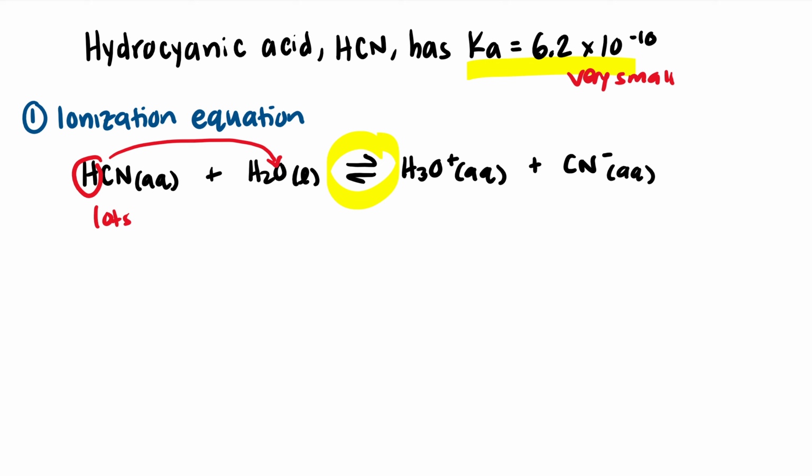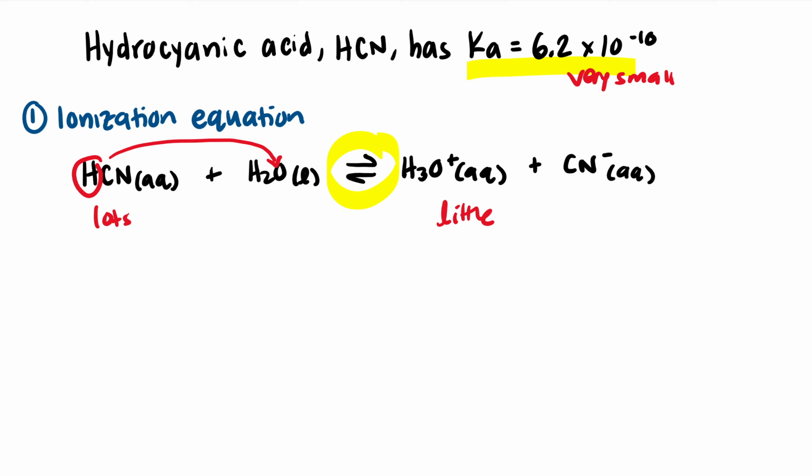You're going to have lots of reactant at equilibrium and very little of your products, which tells me that this is a weak acid because not so much of this acid is producing the product ions. So that's just one context clue that I can use here to say that hydrocyanic acid is definitely a weak acid because look at that Ka value, 10 to the -10. And I know that hydrocyanic acid is not one of my 6 strong acids that I have memorized.